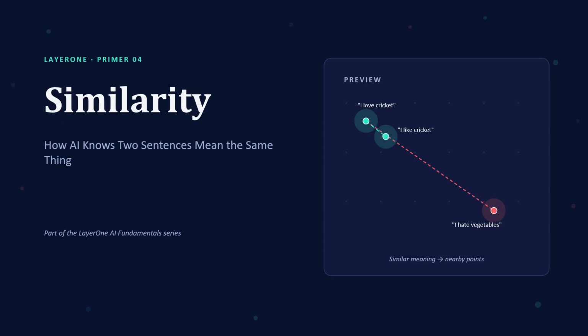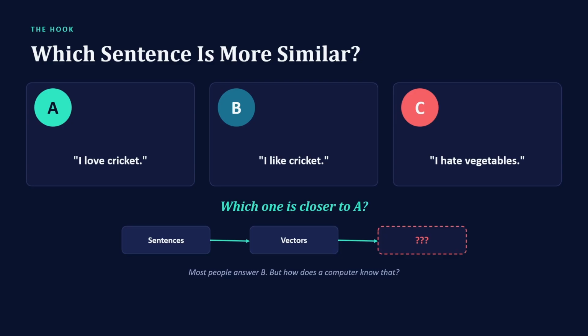This is similarity. On the right side you see I have given "I love cricket", "I like cricket" and "I hate vegetables". How does AI know which sentence is similar? As humans we know, but how does AI know which sentence is more similar? Because everything is converted to vectors from sentences. Then how about similarity? Most people answer that A and B are similar. But how do computers do that?